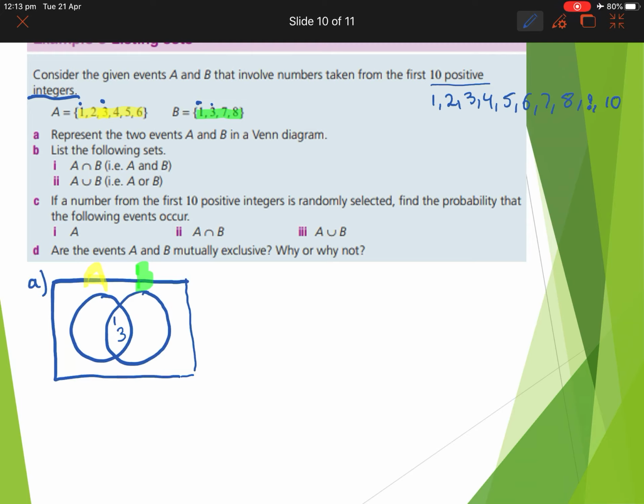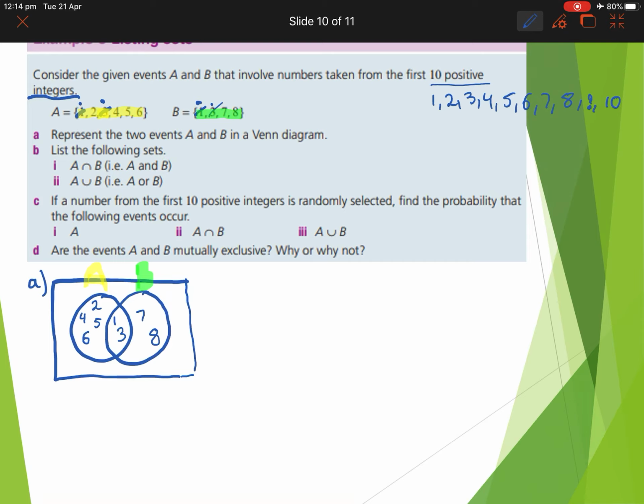Then I can fill out the rest. So in A, I've already accounted for the 1 and the 3, so I've still got the numbers 2, 4, 5, and 6. I'm going to put those in: 2, 4, 5, and 6. And in B, I've already accounted for the 1 and the 3, so 7 and 8 I need to put over here.